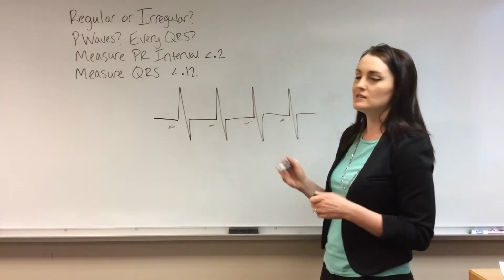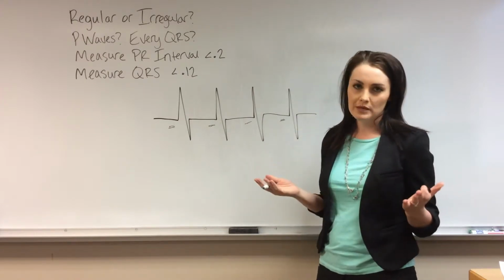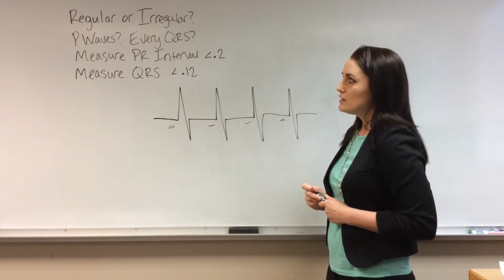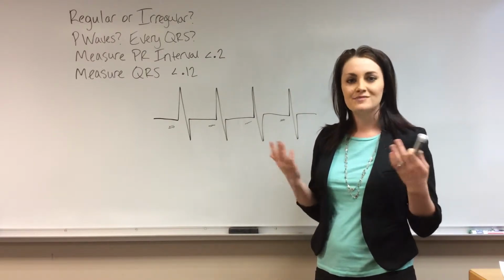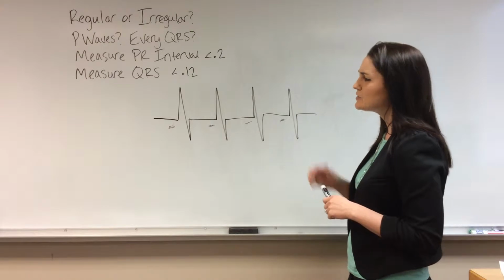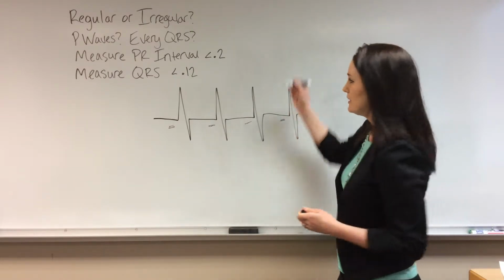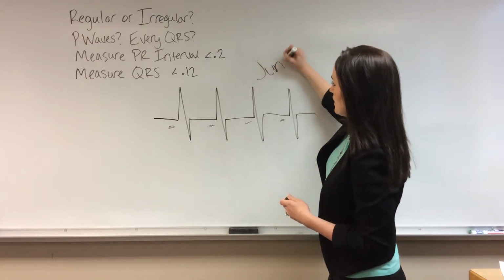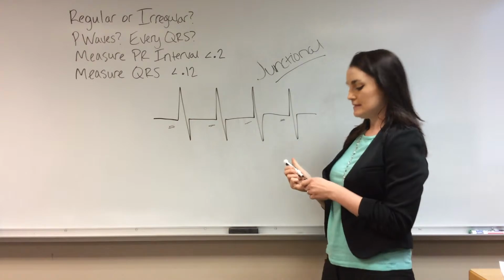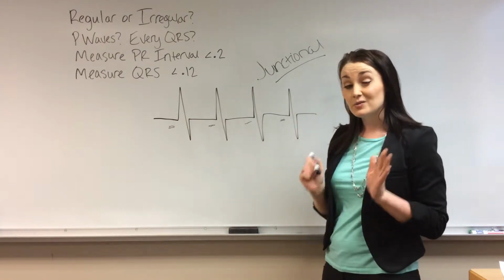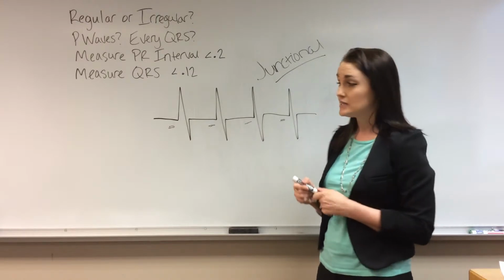Our QRS is nice and normal, less than 0.12. But our sticking point, our issue, is we have no P waves. And so that starts to get you thinking that it's not sinus, something's going on. And so what this rhythm is, is junctional rhythm. So junctional rhythm means the impulse is not originating in the SA node like it does with sinus rhythm.